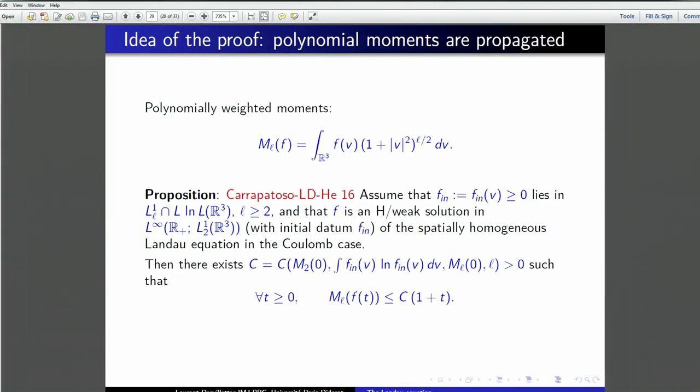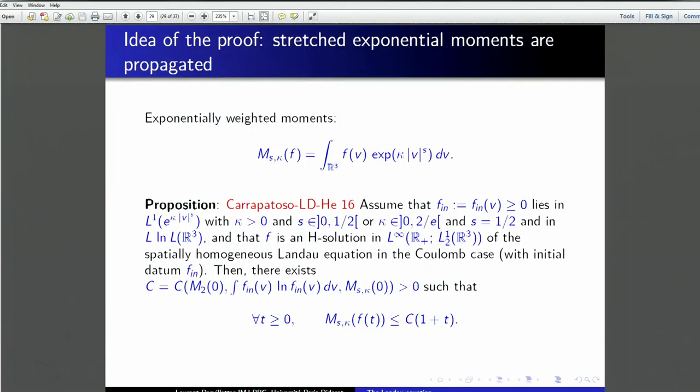Then there is a theory of propagation of moments in this specific case of the Landau equation, and to be more precise, one needs to propagate stretched exponential weighted moments. So one has to show that those moments do not grow too fast with time, like they must grow less than exponentially, typically. And in fact, it's possible to show that they grow at most like 1 plus t. So that is another ingredient which has to be used in the proof.